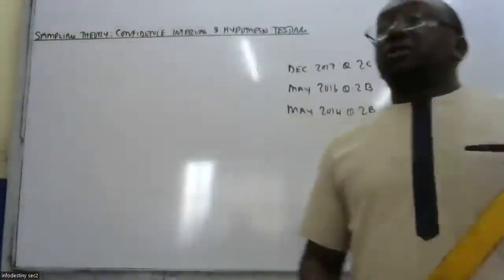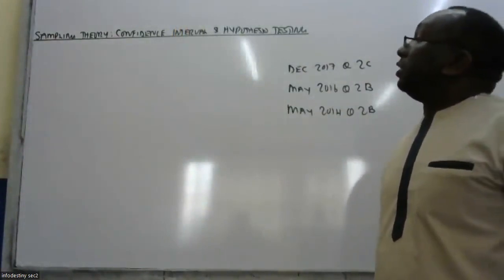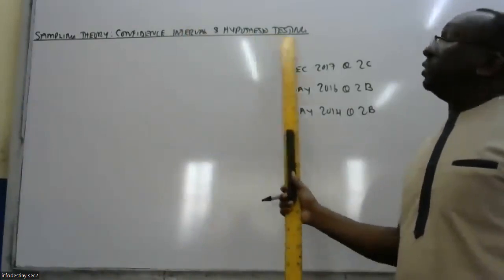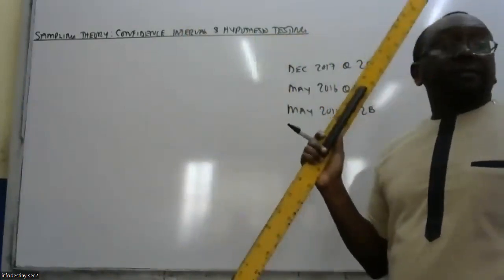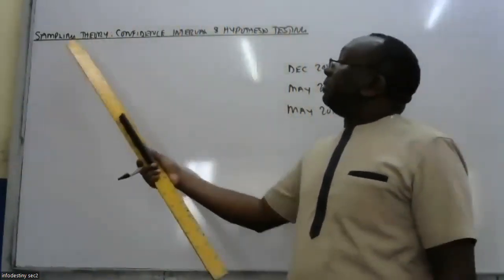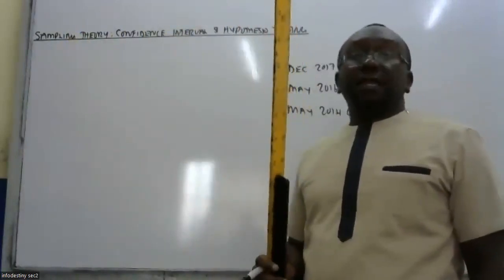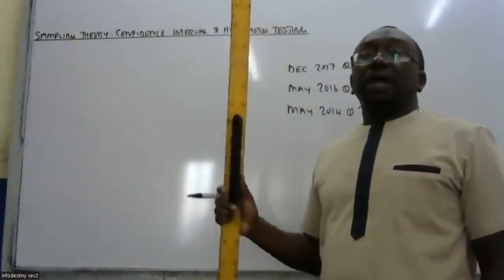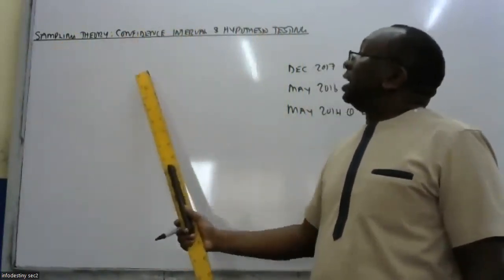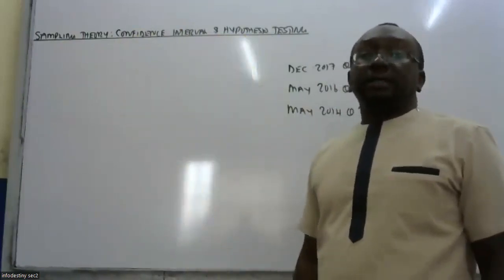So if you look at your course outline, you will not see the name sampling theory. You will also not see the name confidence interval. They only have talked about hypothesis testing. But for you to do hypothesis testing, you must have some knowledge about sampling. You must have some knowledge about confidence intervals. So that's why I put them that way. So first of all, we will look at what is sampling, then we see how you get confidence intervals, and then that thing will be hypothesis testing.